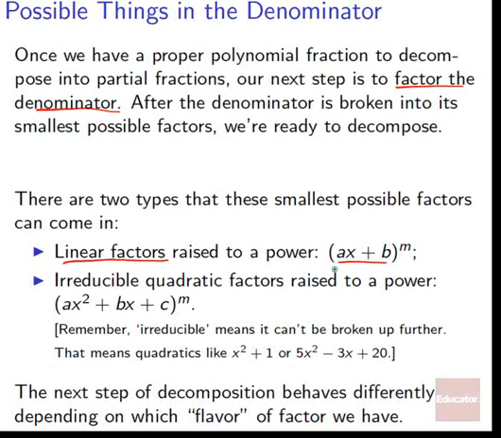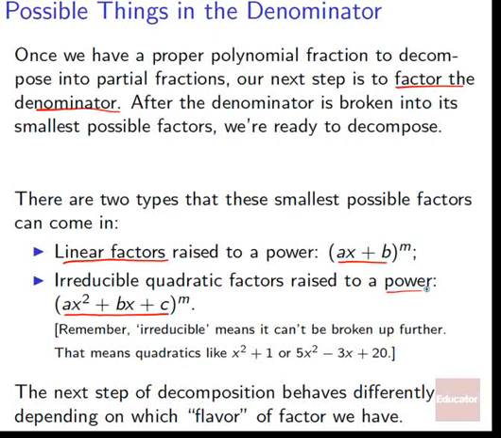Or we could have irreducible quadratic factors, that is, things like ax squared plus bx plus c that can't be broken up further into linear factors. There's no way to break them up further in the reals. So ax squared plus bx plus c, and once again it will be raised to some power, so there will be m of them, raised to the m, because there's m of them multiplied together. Remember, irreducible means it can't be broken up further in the reals.